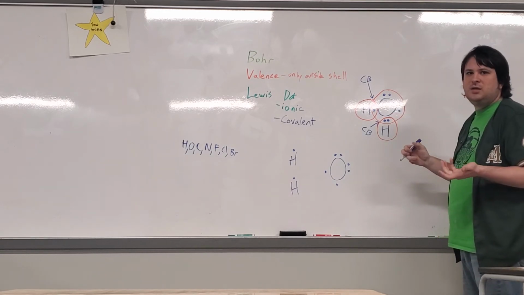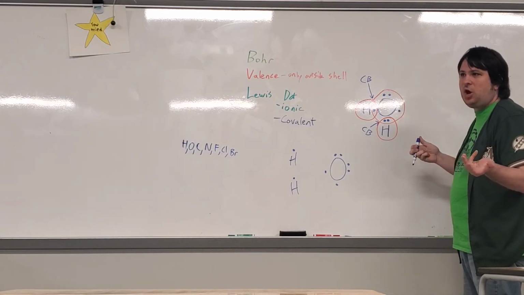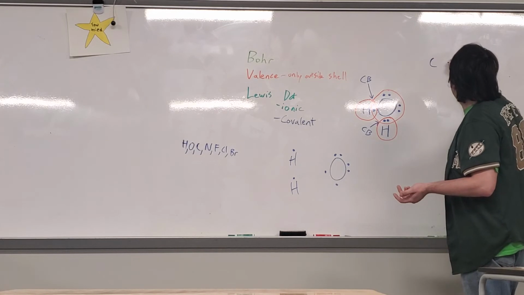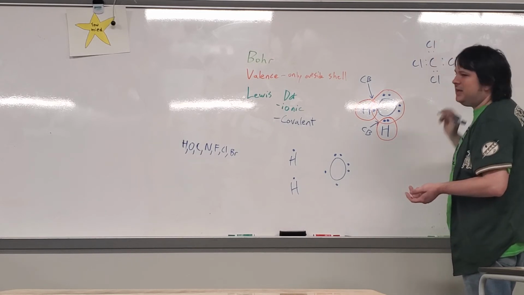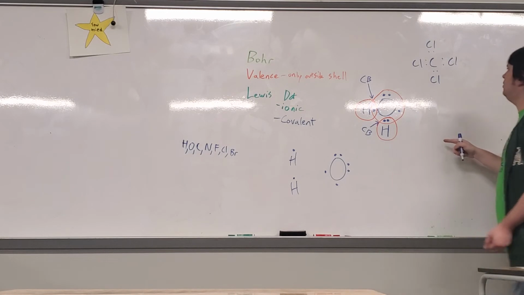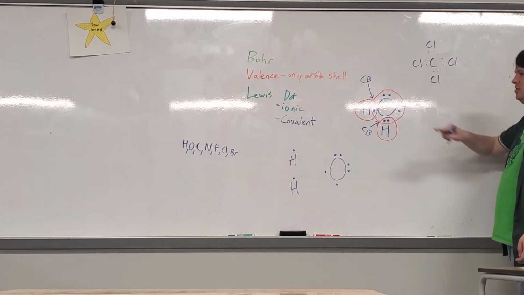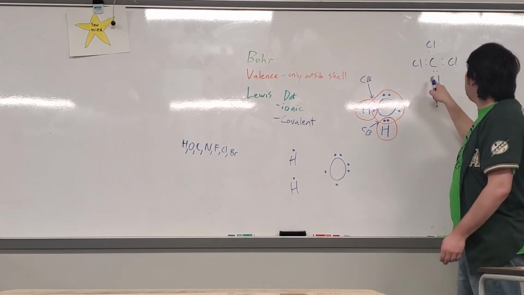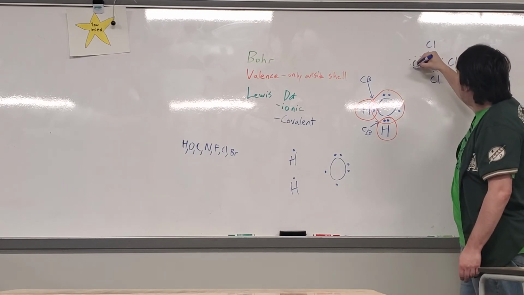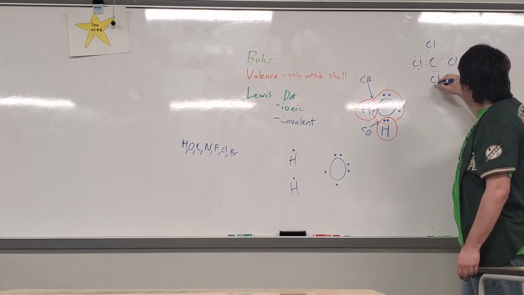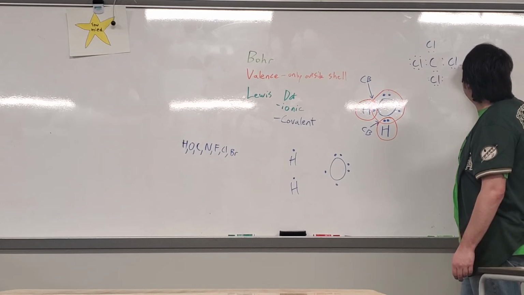like if we did chlorine and carbon, if we do like carbon and a bunch of chlorines, sometimes you'll have a bunch of electrons sticking out. Carbon has 4, chlorine has 7. Well, carbon has 4 single electrons that it can bond with. Chlorine has 1, so you need 4. And then you have all the bonded electrons that chlorine already has.